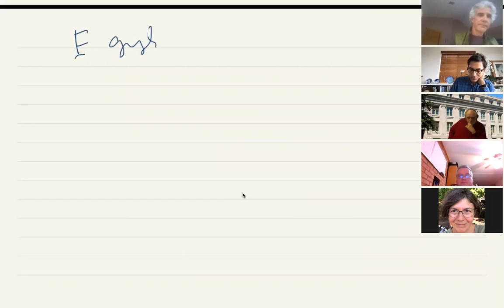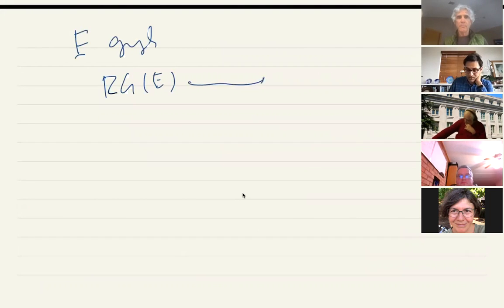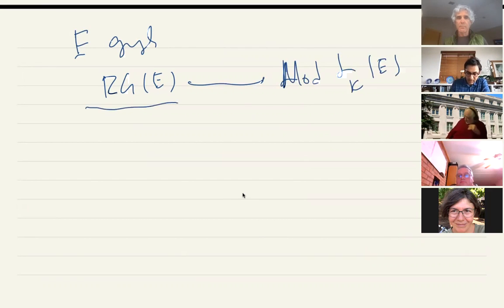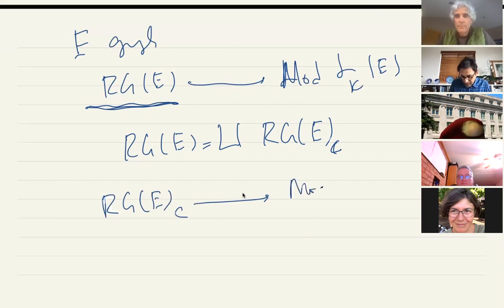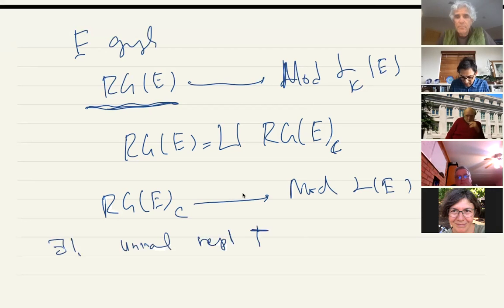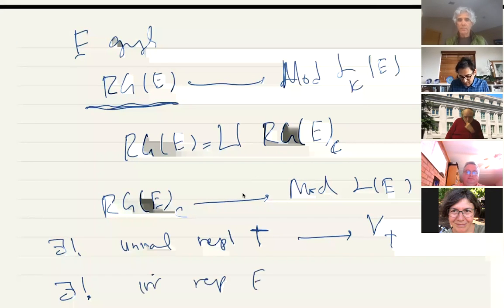So you had RGE, the category of all representations, where it gives you the mod LKE. Now, you can prove that, this is nice, you can prove that this category of all the representations, in fact, you can write this as a disjoint union of some subcategories. And these subcategories are connected as follows: all of these have the same universal covering. So in each of these, to the mod LE, there is a unique universal representation F, maybe call it T, and there is a unique irreducible representation F, which goes to VF.